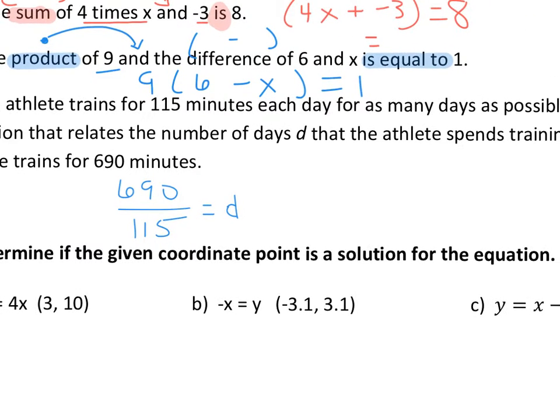Now, another way you could write this is to look at this guy right here and know that I'm going to go for 115 minutes for a number of days that we just don't know yet. So that word each, you're going to see that pop up later in this semester a lot. Each or the word per. All right, so each or per basically just means to multiply. So 115 each day, and then your total here would be 690.